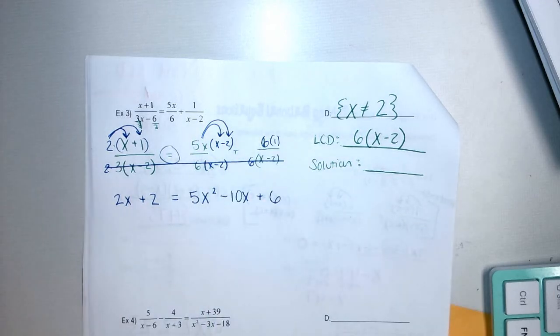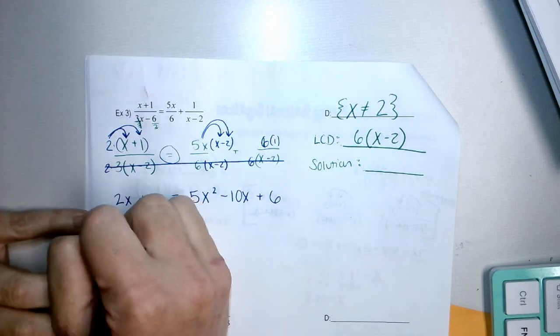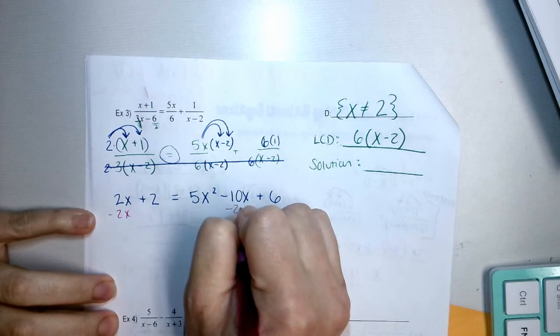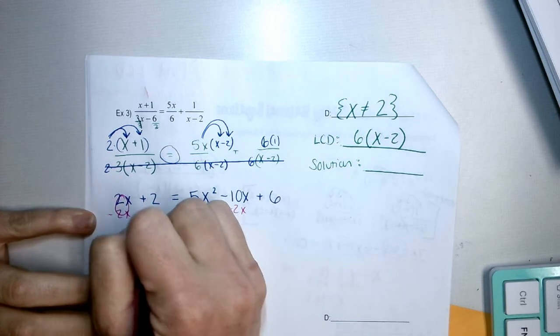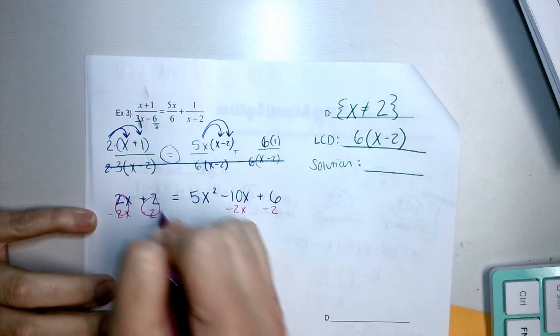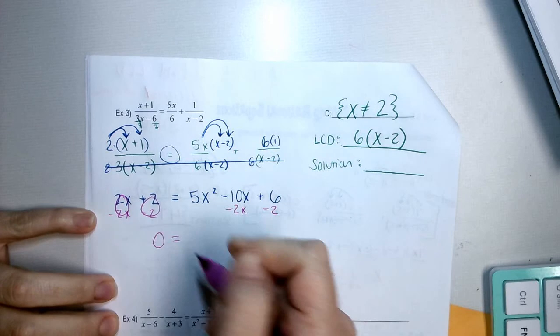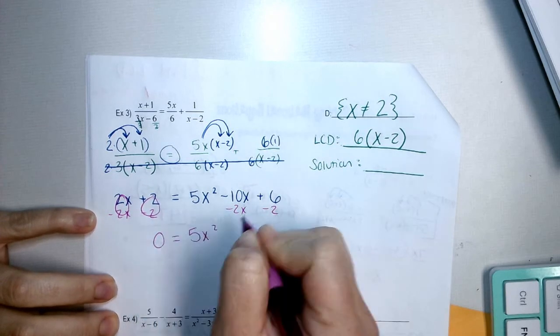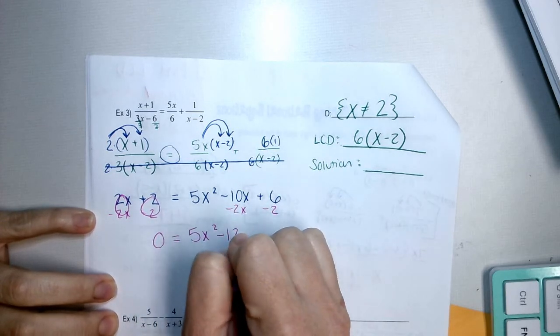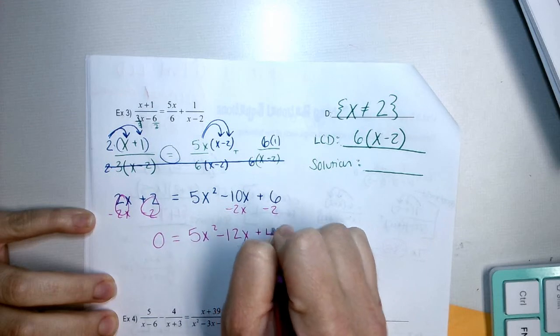Since I have something squared, how do I have to solve this one? We have to do the snowflake. We have to factor. So I need to get it equal to 0. So I'm going to subtract 2x. And I'm going to subtract 2. And that leaves this left side of the equal sign as 0. And I get 5x squared minus 12x plus 4.